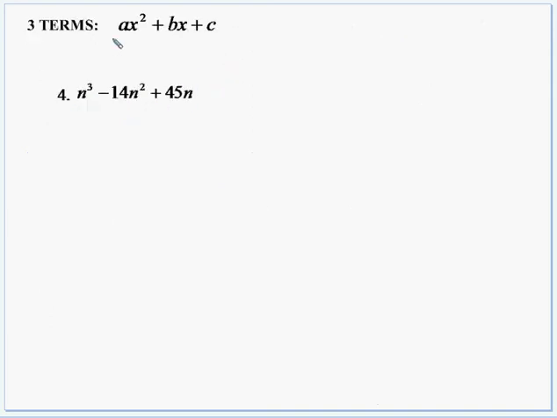Now we have 3 terms. We have ax squared plus bx plus c. Now in number 4 we have a GCF of n. So we have n squared minus 14n plus 45. Now this is my a, my b, and my c.